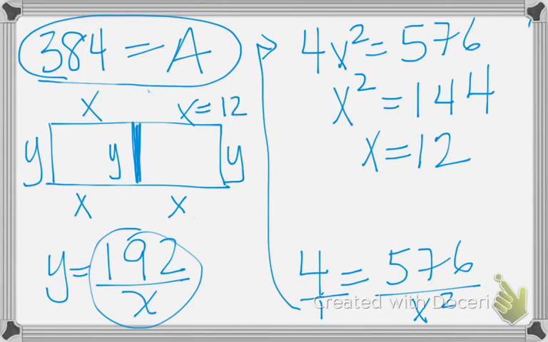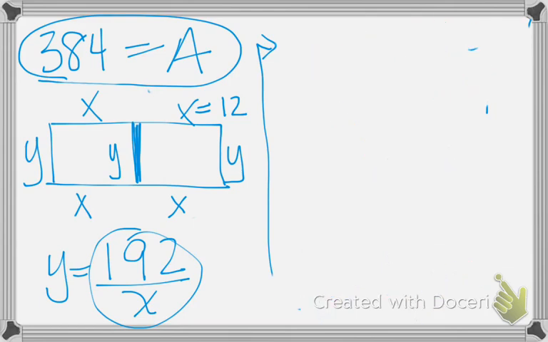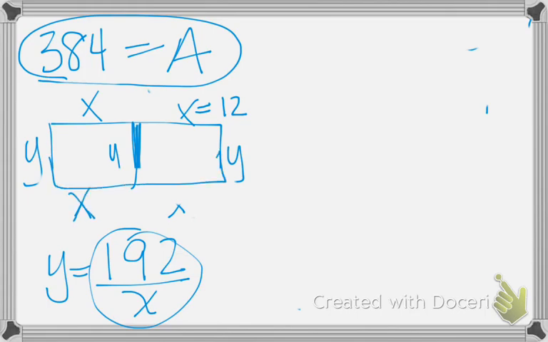And the question is asking, what are the dimensions of the outer rectangle? Okay, so let's figure that out now. So the outer rectangle is this piece here. Let me do a different color. Okay. This is the outer rectangle. That's the dimensions that we have to give right there.